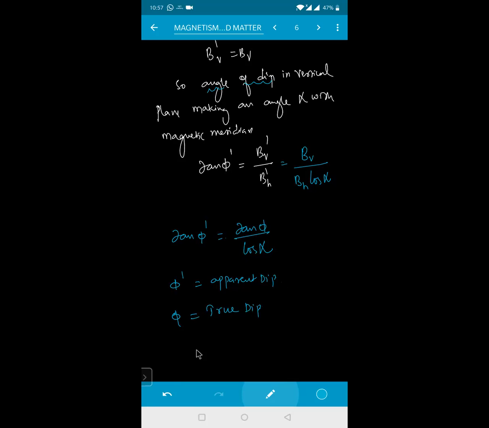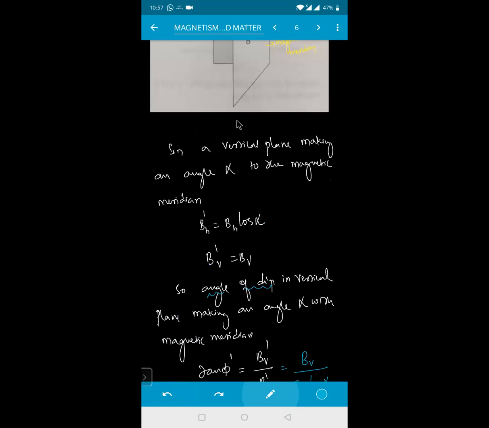And what is alpha? Alpha is nothing but the angle made by the vertical plane with the magnetic meridian. In the vertical plane, making an angle alpha to the magnetic meridian.